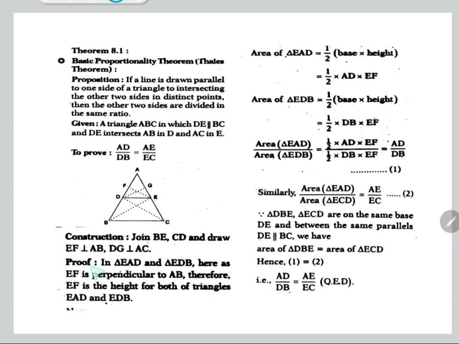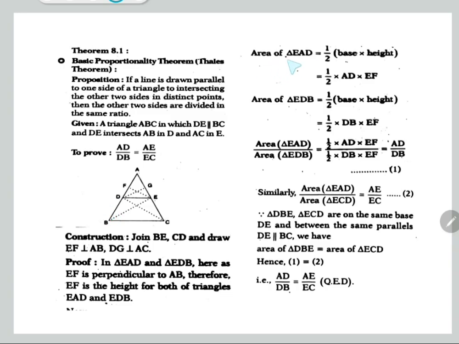వాట్ ఈస్ ప్రూఫ్? ఏం నిరూపించాలి మనం? In triangle EAD, this is a triangle, and EDB, this is another triangle. Here, as EF is perpendicular to AB, therefore EF is the height for both triangles EAD and EDB. EF is perpendicular to this AD and DB also.